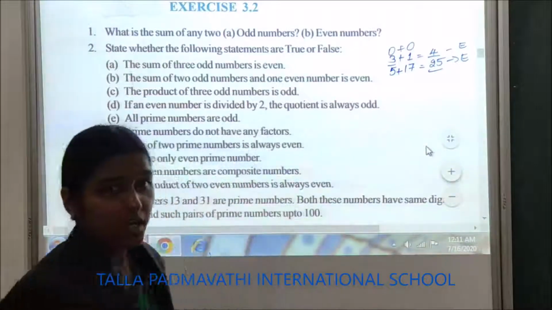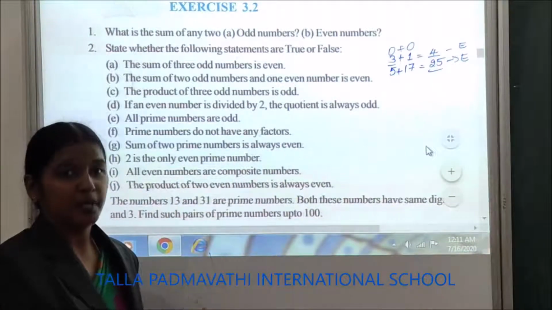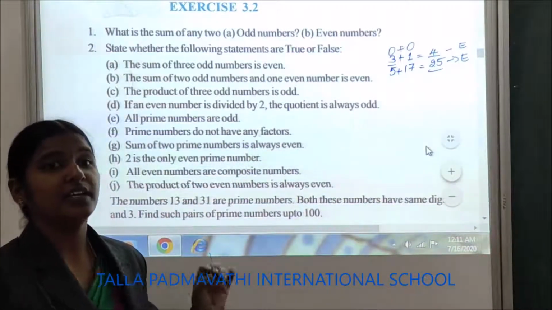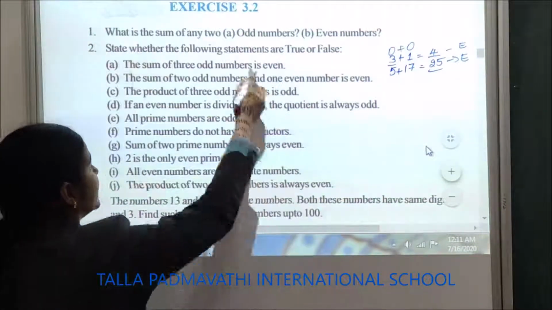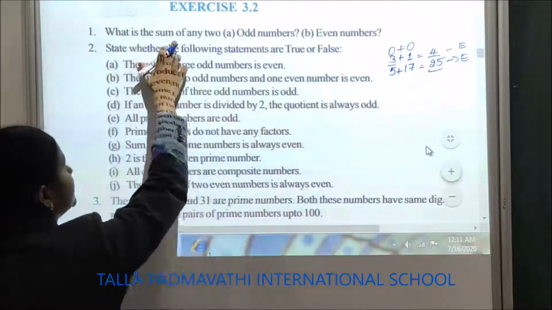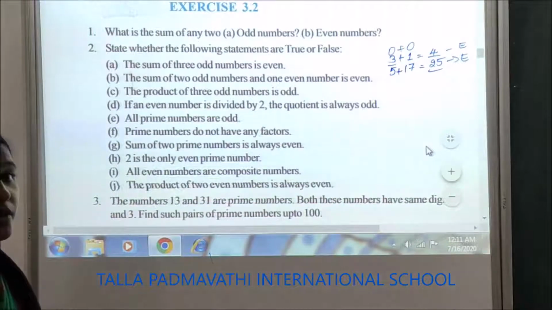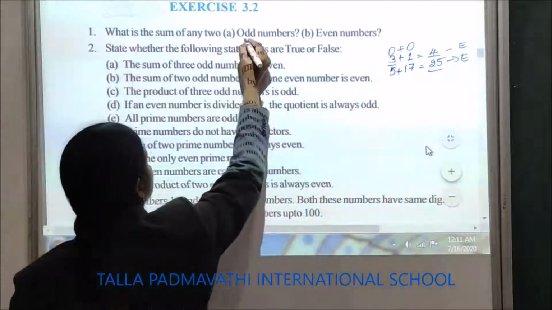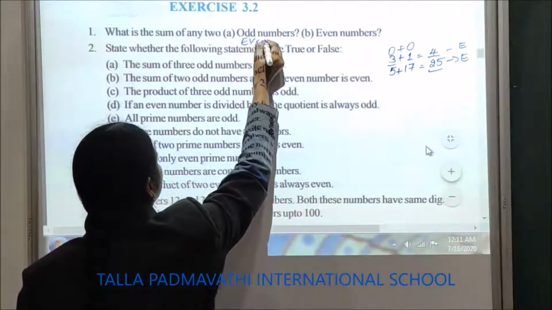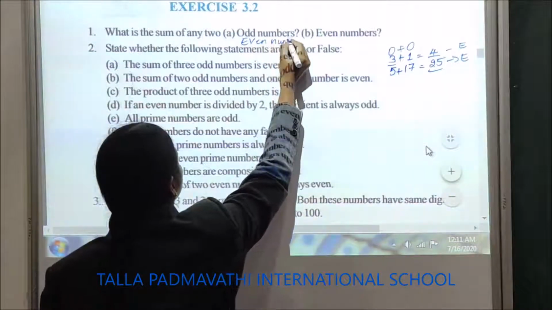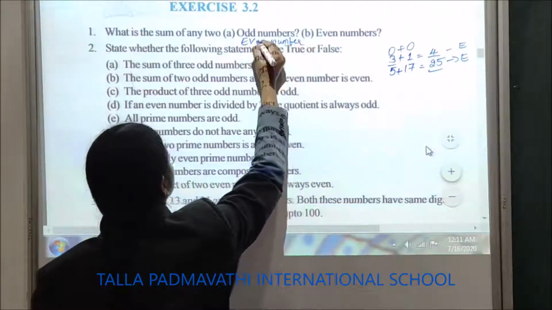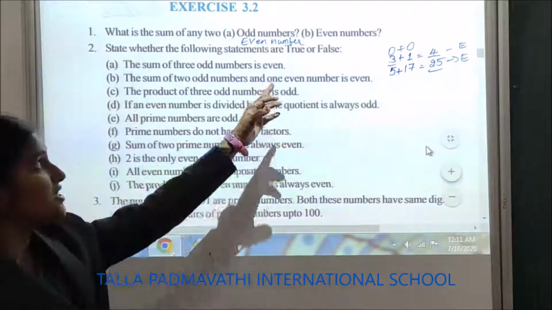So see here, if you add two odd numbers, you are going to get an even number. So your answer is, if you take the sum of two odd numbers, you are going to get an even number. Next. So what is the next one?